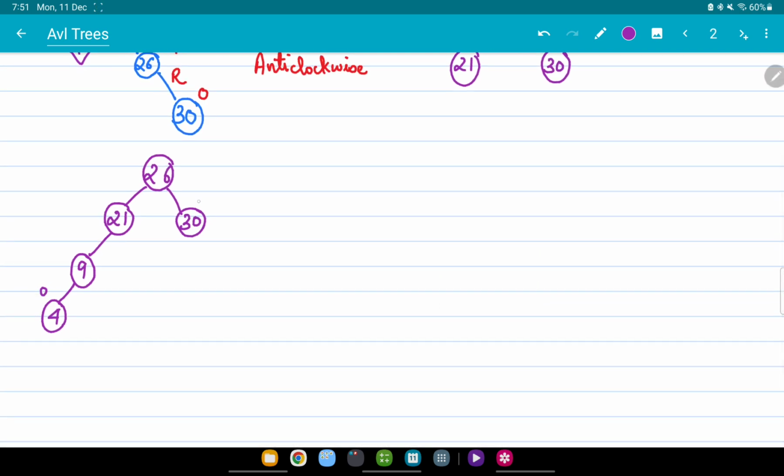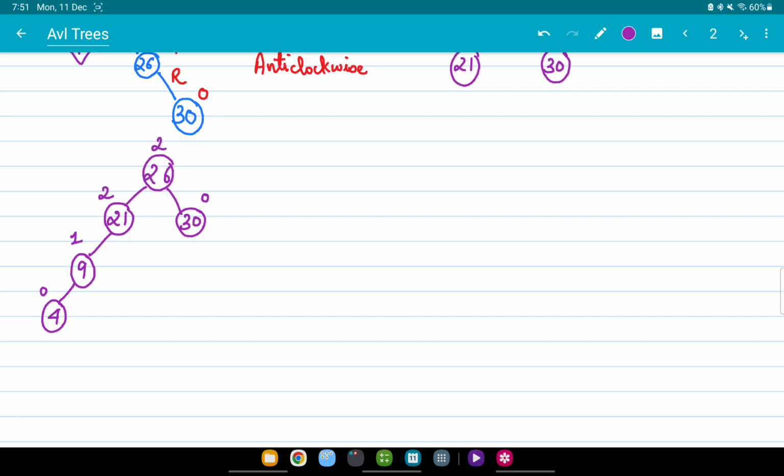Balance factor of 4 is 0, of 30 is 0. For 9 it will be 1 because 1 on the left side. For 21 it is 2, 2 onto the left side. And for 26, how will the balance factor be? It is 3 onto the left side and 1 onto the right side. So 3 minus 1, 2. So again we got a 2. Now you see we have two 2's present over here. That means it is unbalanced and we have to balance it.